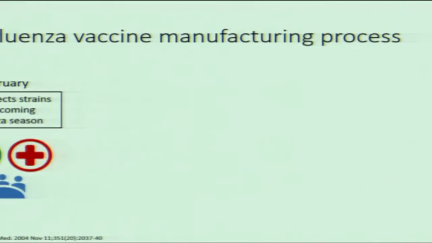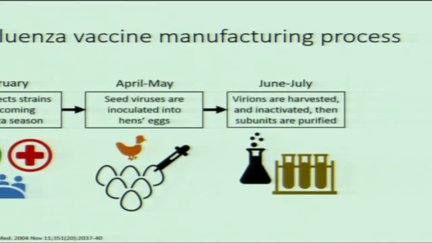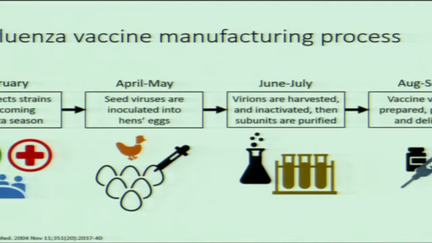So in February, the WHO gets together and decides which strains are going to be in the influenza vaccine for a given year. So for example, the vaccine that we are getting now as healthcare workers, the composition of that vaccine was determined 7 or 8 months ago in February. Once those viruses are selected, they are inoculated into millions of chicken eggs in the springtime. And then in the summertime, those viruses are harvested, inactivated, and their subunits are purified, so hemagglutinin and neuraminidase. And then those purified subunits are put into vials, prepared and packaged for delivery at the start of influenza season in October.